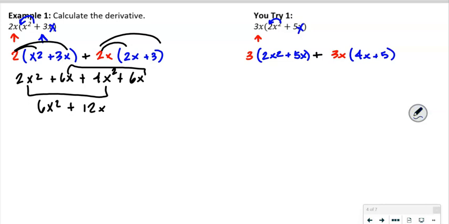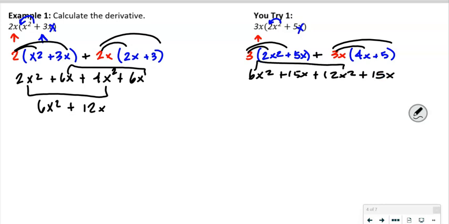So once again, we're going to do 3 times 2x. We're distributing this, right? So that's 6x squared plus 15x. And then we distribute this again, so that's plus 12x squared plus 15x. Again, looking for like terms. 6x squared plus 12x squared is 18x squared. And then 15x and 15x is 30x. All right, let's go on to the next one.